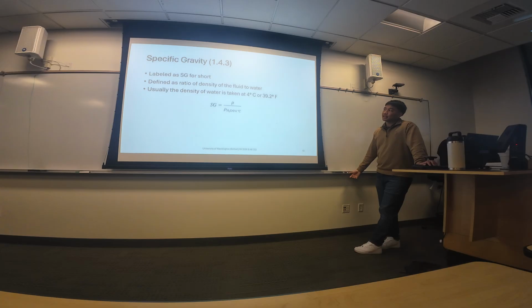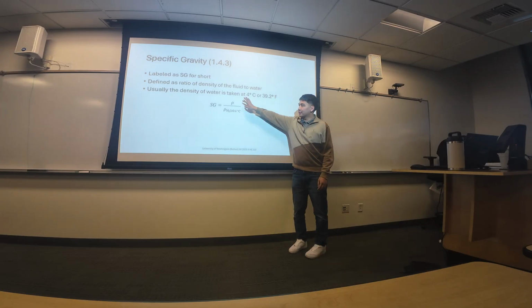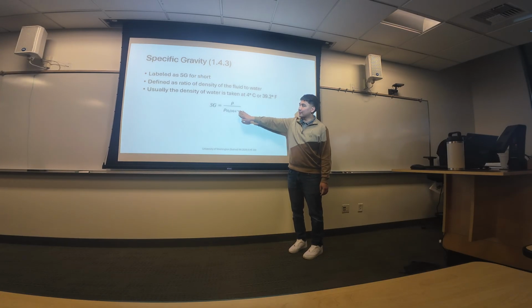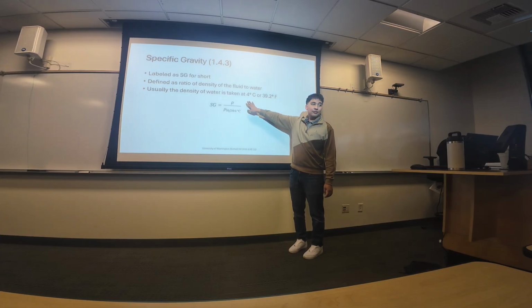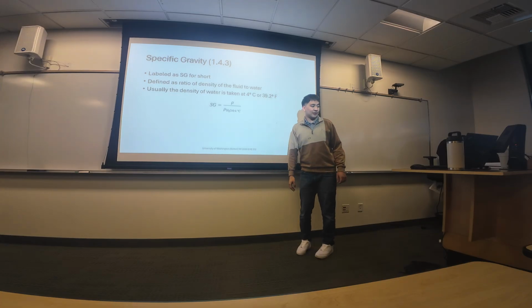Specific gravity. In the table I showed earlier, they just called this SG, so there's no Greek letter for it. It's defined as the ratio of density of the fluid to water. It's basically just a ratio of your density here to the density of water. And the density of water is usually taken at 4 degrees Celsius or 32.2 degrees Fahrenheit.